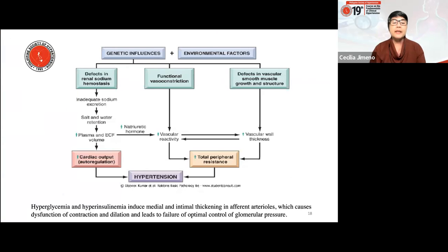The hyperglycemia as well as the hyperinsulinemia also directly induce medial and intimal thickening. So not only functional vasoconstriction, but actual anatomical changes, medial and intimal thickening in the afferent arterioles, which causes dysfunction in contraction and dilatation, leading to failure of optimal control of the glomerular pressure. And so this is how the development of diabetic adaptations in the kidney and the diabetic nephropathy also contributes to hypertension.